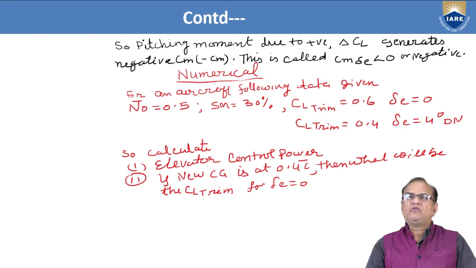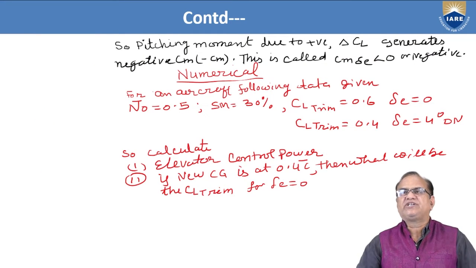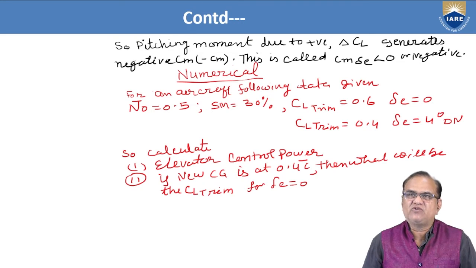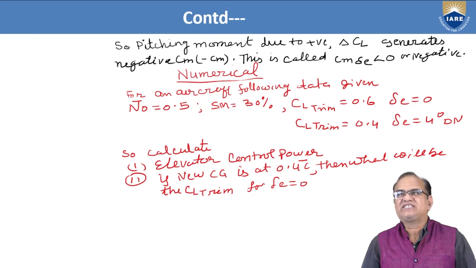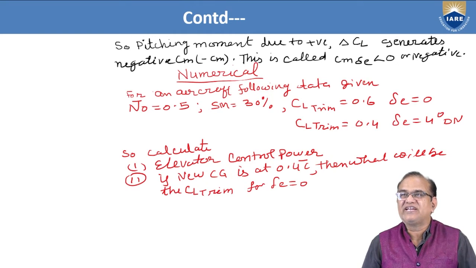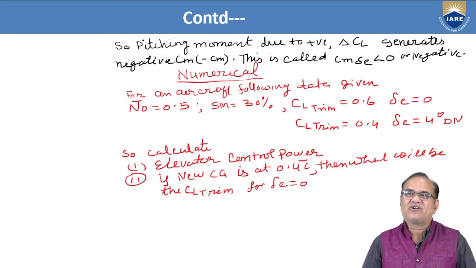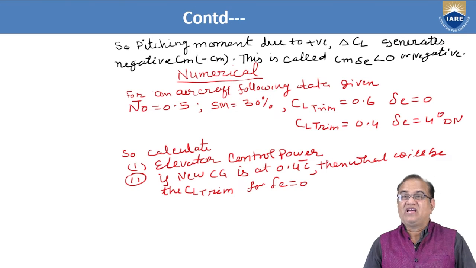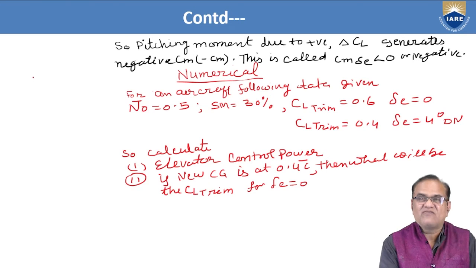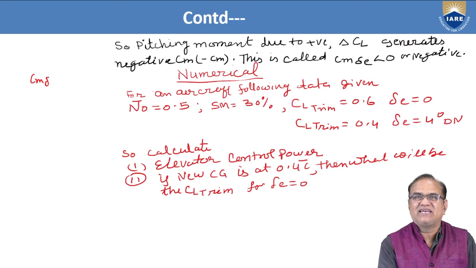Now, the pitching moment due to positive delta CL generates a negative delta Cm. This is called Cm delta E less than 0, or negative, and this is called the control power. Okay, so control power is dCm by d delta E. I just want to explain again this Cm delta E.